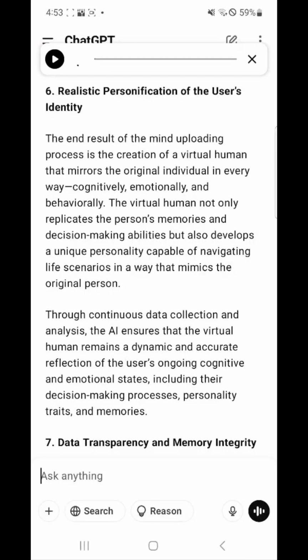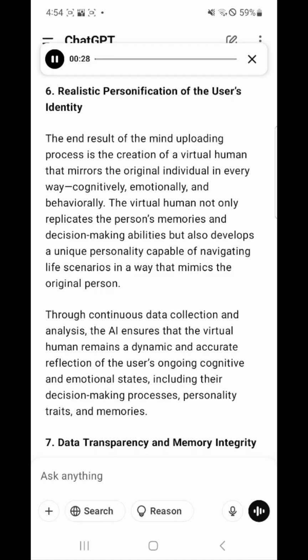Number 6, realistic personification of the user's identity. The end result of the mind uploading process is the creation of a virtual human that mirrors the original individual in every way, cognitively, emotionally, and behaviorally. The virtual human not only replicates the person's memories and decision making abilities, but also develops a unique personality capable of navigating life scenarios in a way that mimics the original person.